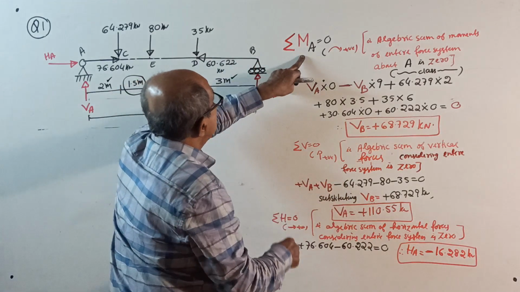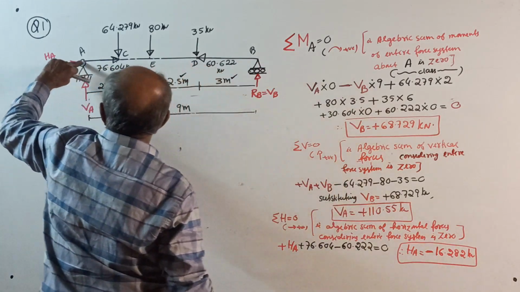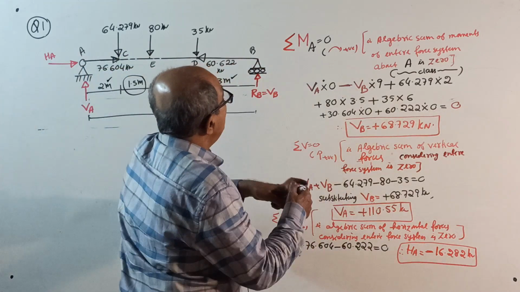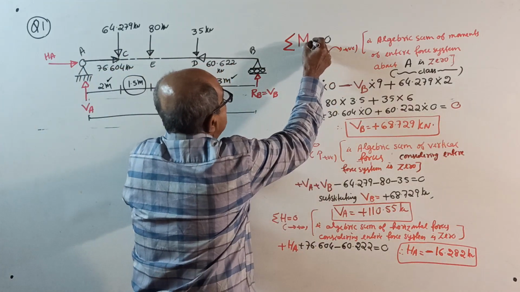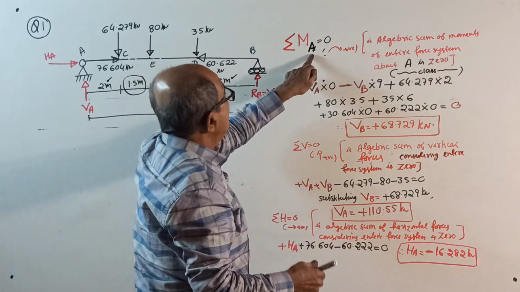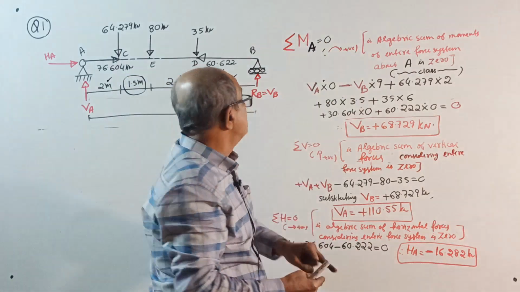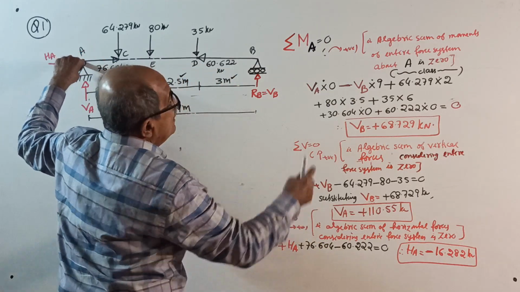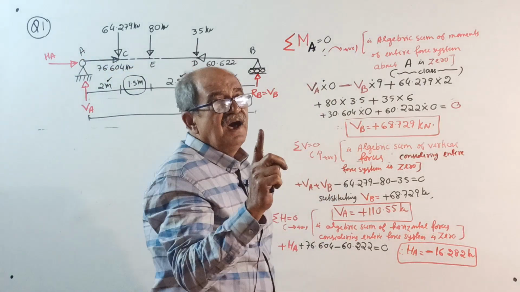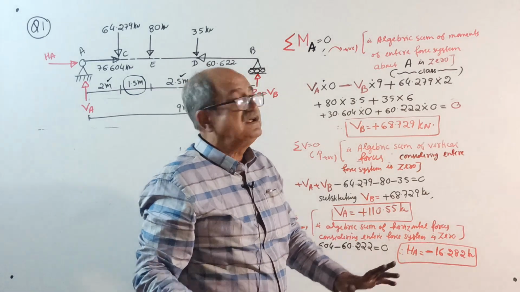Start. First, sigma M about A equal to 0. Why A, I already told you. I won't waste time telling the same thing again and again. Remember, finger should be at A. Okay, only one class I will write. Next time I won't write.